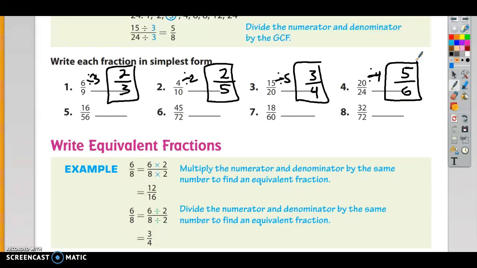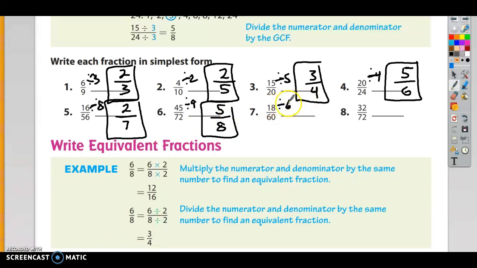16 and 56 share a factor of 8. If I divide by 8, I get 2 and 7. 45 and 72 share a factor of 9. 45 divided by 9 is 5, and 72 divided by 9 is 8. 18 and 60 share a factor of 6. 18 divided by 6 is 3. 60 divided by 6 is 10.